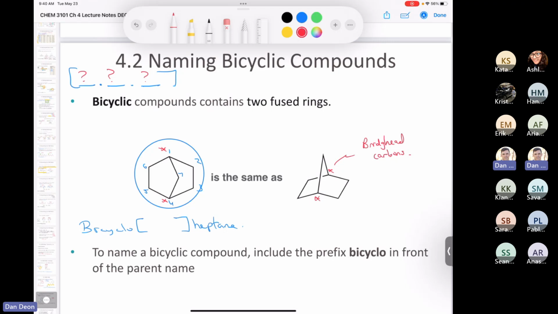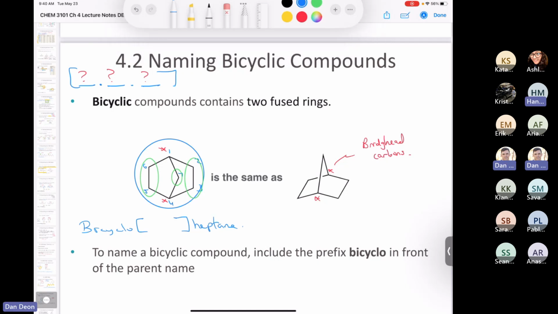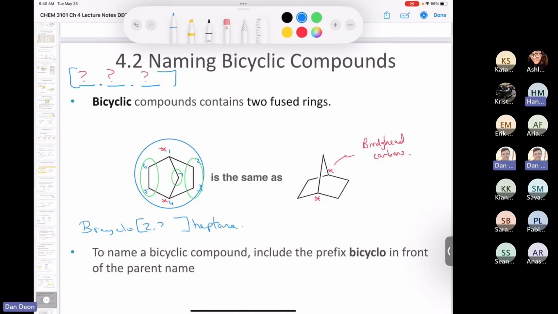If you look at the bridges, what connects carbons 1 and 4? Well, here we have a 2-carbon bridge, right? 1, 2 carbons. Here I have another 2-carbon bridge, so that's another bridge. And then here I have a 1-carbon bridge. And so you number those bridges from the biggest bridge to the smallest bridge. So you would say this is a bicyclo 2, 2, 1 heptane. That would be the name of this compound, bicyclo 2, 2, 1 heptane.